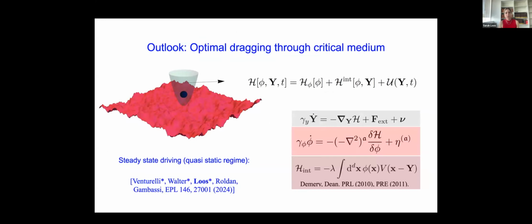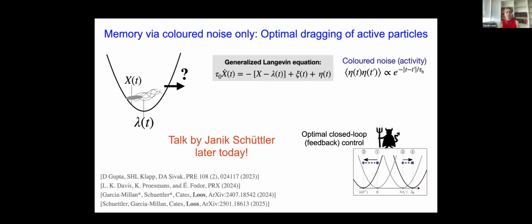Okay, as an outlook, to go to more complex situations, we are now employing an approach where we couple a Langevin equation to a field theoretical equation so that we can model much more complex surroundings, such as, for example, fluids that are close to a critical point. For the steady state driving, we've already demonstrated this in this paper here in 2024. And now the question is, what do optimal finite time solutions look like? And finally, I just want to mention again that we are now also studying this problem in the presence of active particles. And Yannick is going to tell you more about that later.